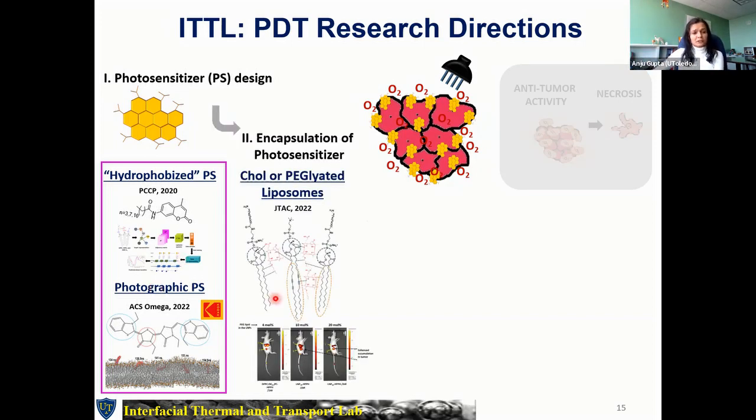We recently worked with the National Cancer Institute at NIH. They had these BHJ molecules that they wanted us to encapsulate in cholesterol or pegylated liposomes, which we were able to do successfully, and they showed very nice PDT activity in mice.